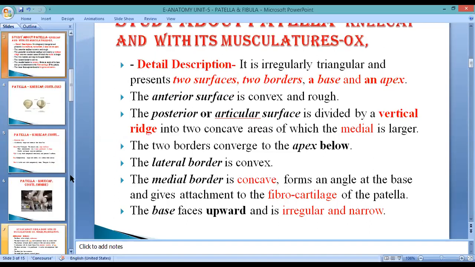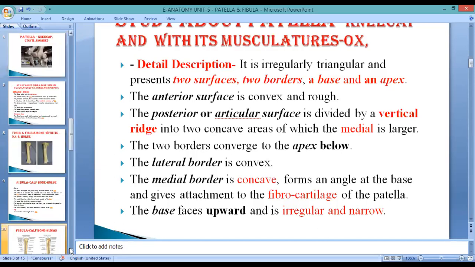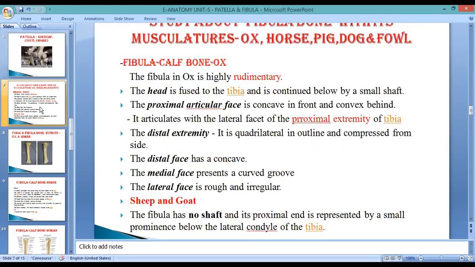If you have any query, please write, and after finishing within 10 minutes we will finish the next bone, the fibula, and later on we will discuss any query related to this bone. So this is the fibula. We know the fibula bone is highly rudimentary in the ox. And Aspi, is the position of the fibula bone lateral or medial to the tibia?